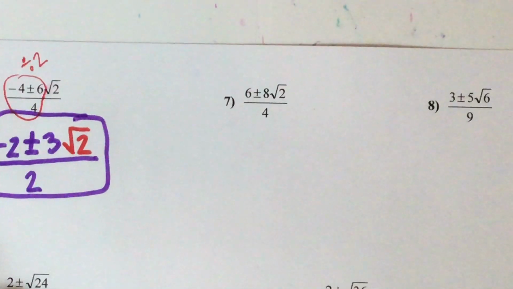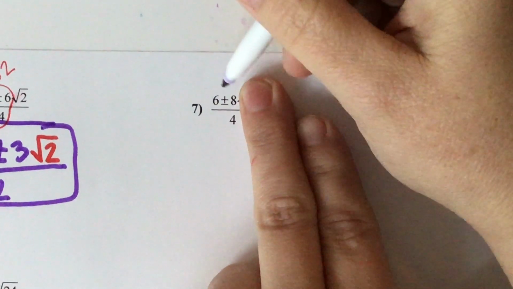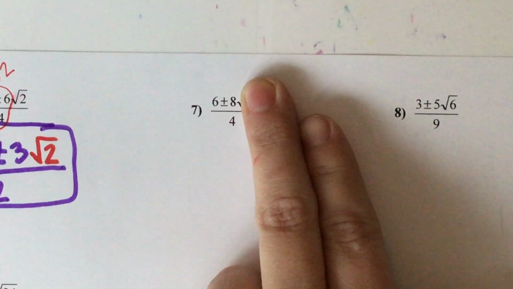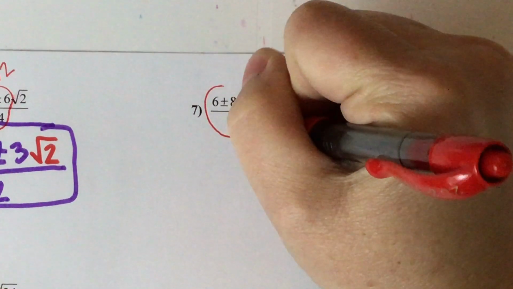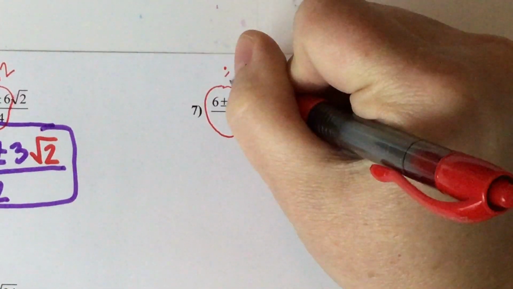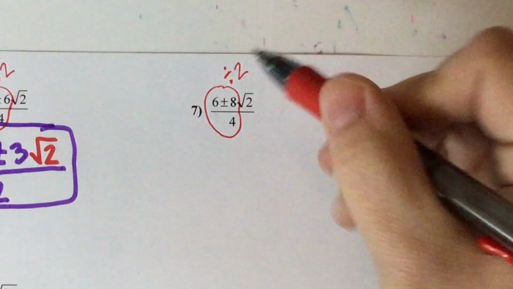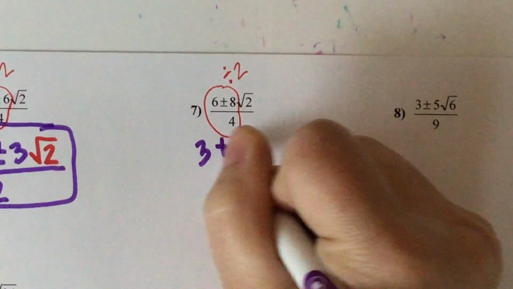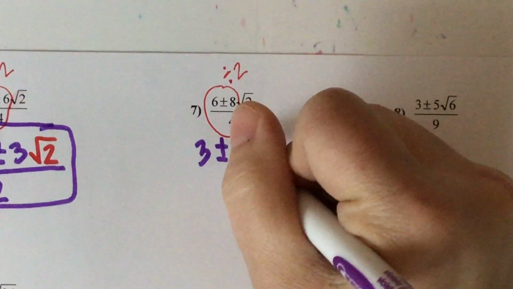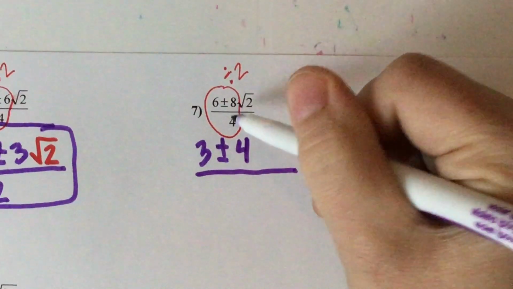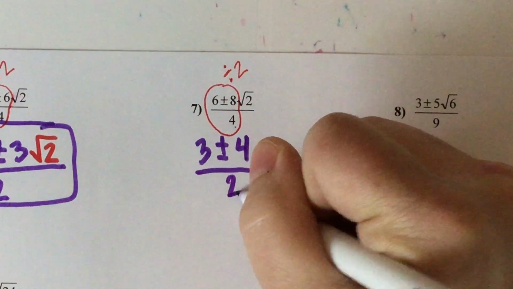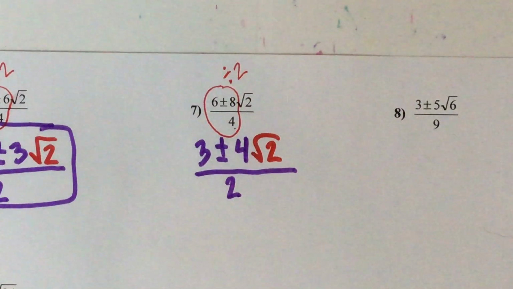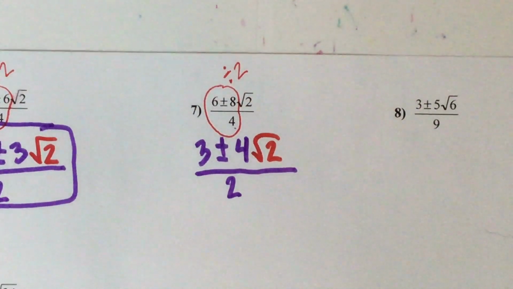Okay, number 7, same kind of thing. Since something is attached to a plus or a minus, you can't just reduce one piece of it. It's all of it or none of it. So look at your 3 front numbers, and what can you divide all those by? You can divide them all by 2. So 6 divided by 2 makes 3. Put your plus minus. 8 divided by 2 makes 4. Put your division bar. 4 divided by 2 makes 2. And then your square root of 2 that's in the problem, you just recopy it. And that's your answer.